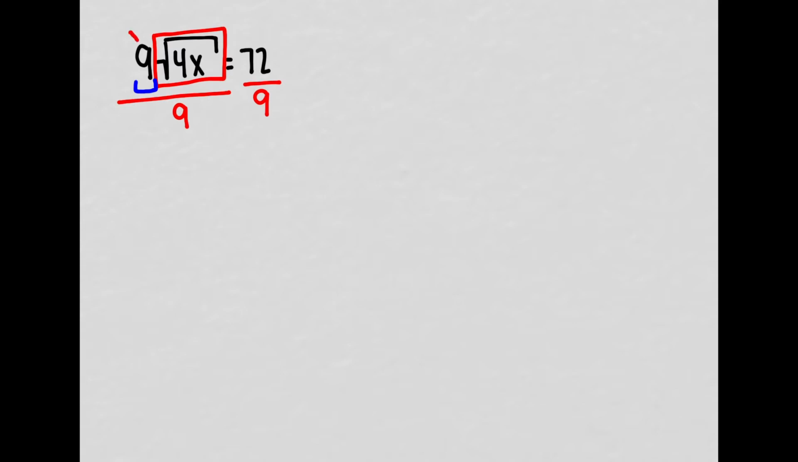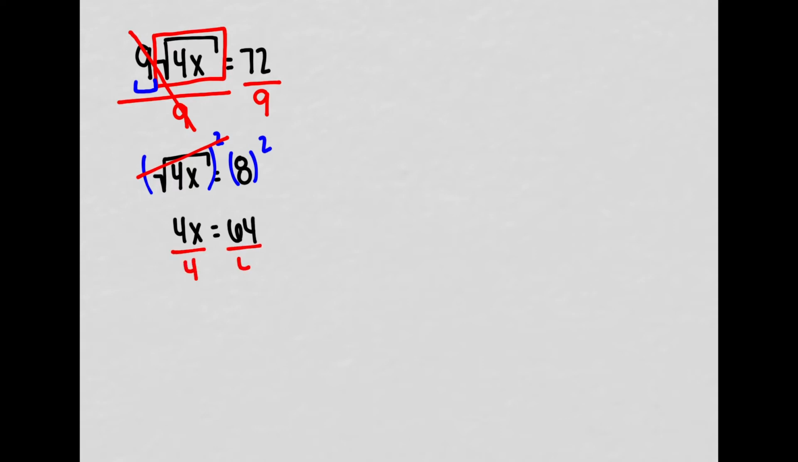When I do that on the left, my 9's cancel out, and I'm just left with the square root of 4x. And it's equal to 72 divided by 9, which gives me 8. My radical is now isolated, so I'm going to raise each side to the power, which is 2. When I do that, my radical cancels out and I'm left with what's underneath, so 4x is equal to 8 squared, or 8 times 8, which gives me 64. And my last step, divide the left by 4, the right by 4, and I get x is equal to 16. Now again, we're not done here.